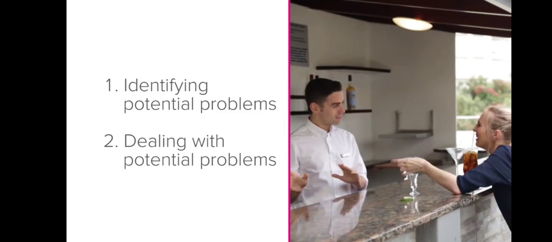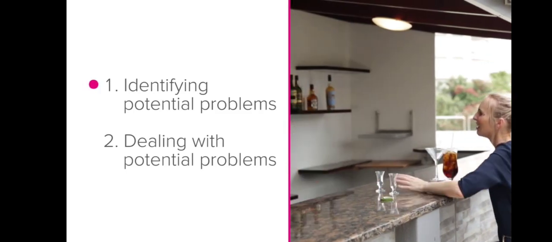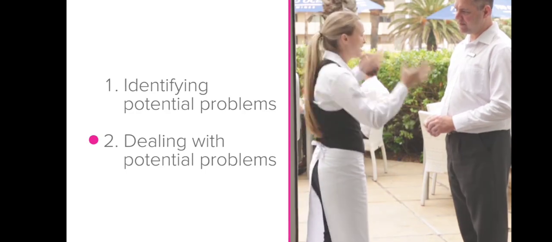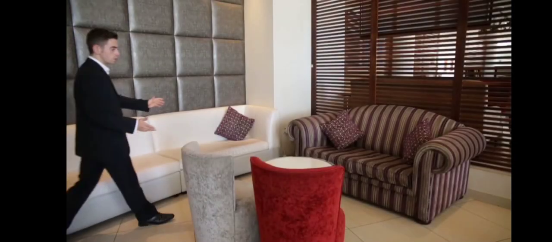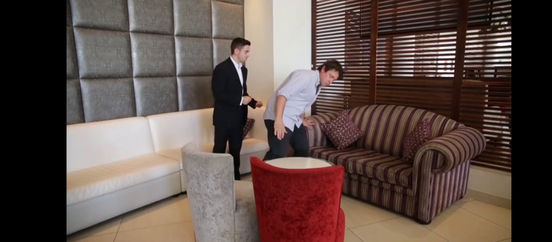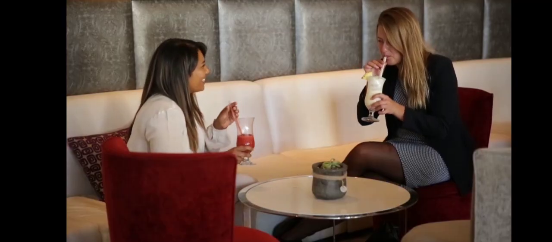To summarize, in this lesson, we looked at identifying potential problems and dealing with potential problems. When dealing with guests that have had too much to drink, it is important to always treat them with respect. Remember that a successful refusal of alcohol service is one that is not noticed by other guests.